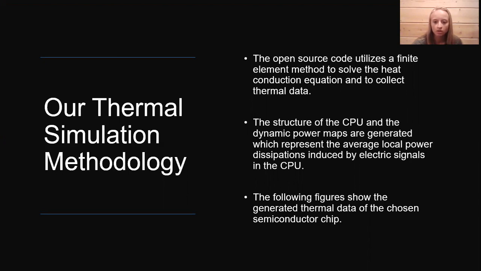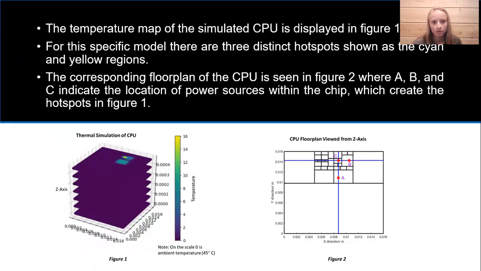The following figures in the next few slides show the generated thermal data of the chosen semiconductor chip. The temperature map of the simulated chip is displayed here in figure 1. You can see the light blue and yellow areas here are distinct hotspots. The corresponding floor plan of the chip is shown here in figure 2, where A, B, and C indicate the location of power sources within the chip, which create these hotspots in figure 1.